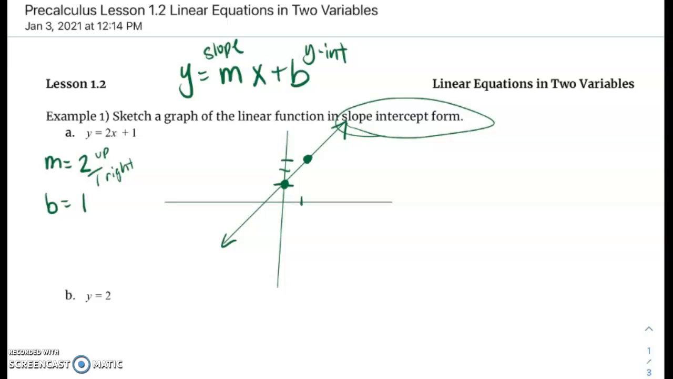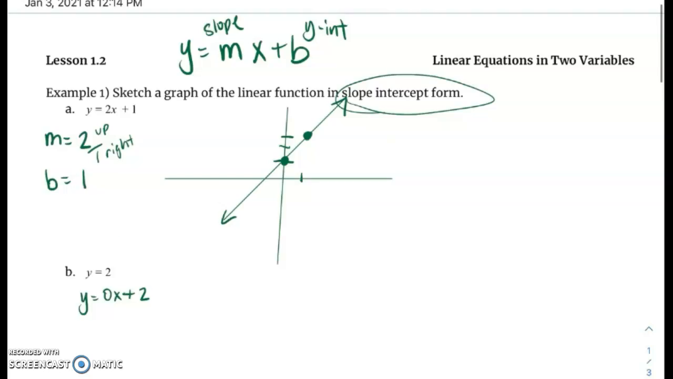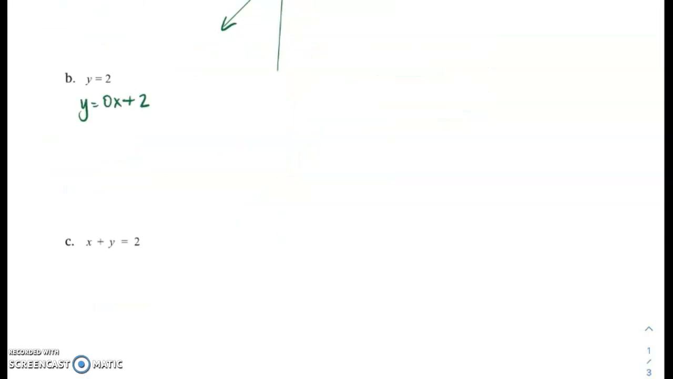So here we see there's no x. So you can rewrite it like that if you want to look at part B like that. So then what would be the slope and what would be the y-intercept? Hopefully you're thinking that the slope is 0 and the y-intercept is 2. So let's graph that.